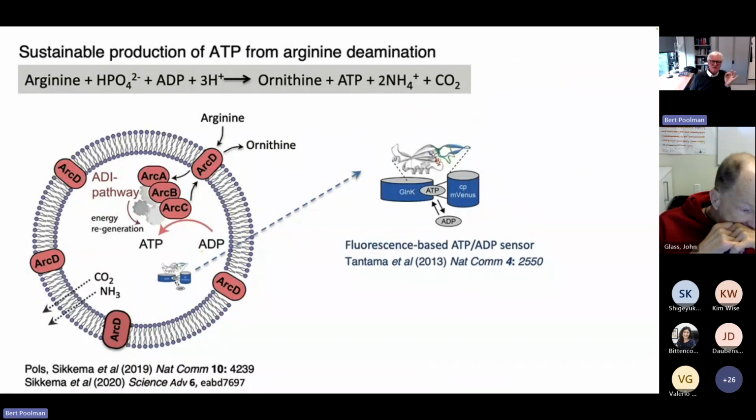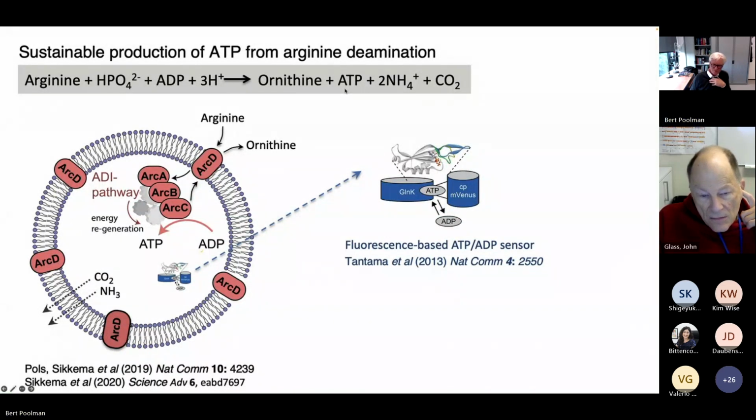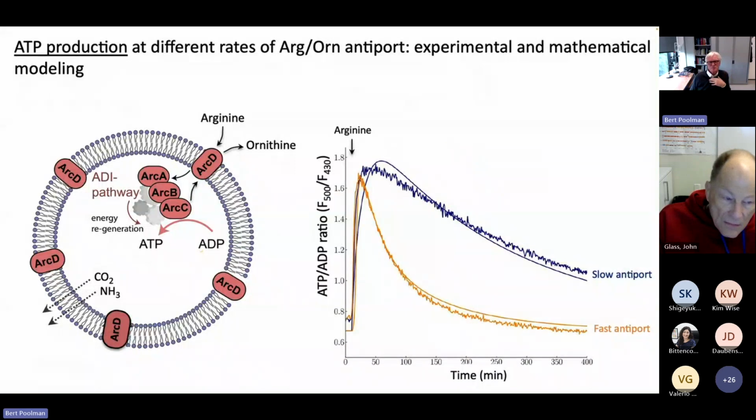We can determine the operation of the pathway, for instance, by determining the amount of ATP or the ATP-ADP ratio using this fluorescence-based sensor. And from one molecule of arginine, we can form one molecule of ATP. Well, this is an experimental result where you can see the ATP-ADP ratio here reported as a fluorescence ratio.